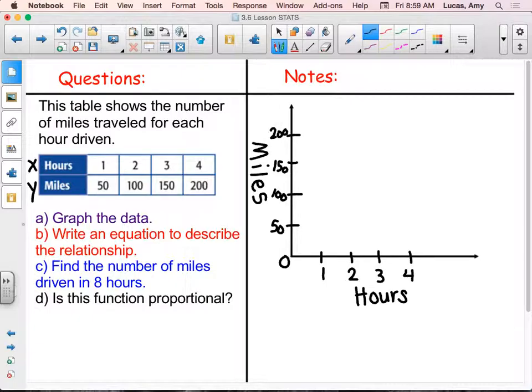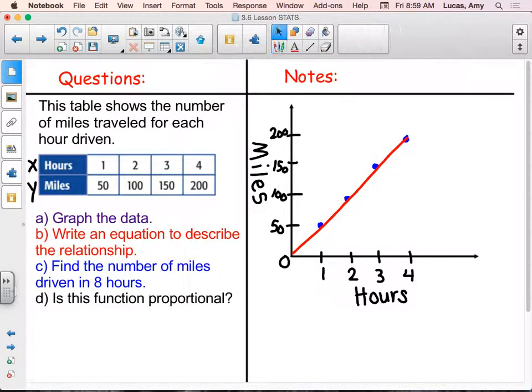Okay, now if I graph my data, 1, 50, 2, 100, 3, 150, and 4, 200. Looks about like that. I can connect it because there's always something in between 1 hour and 2 hours, or 2 and 3, 3 and 4, so it makes sense. They don't need to be discrete dots. So here's my graph.